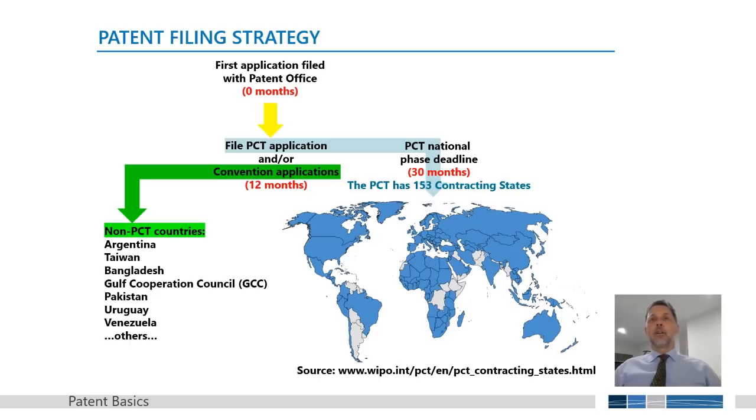Now for non-PCT countries, they're represented in green. So the PCT route is not available. So what happens is 12 months from your first application filing date, you have to decide in which convention countries, non-PCT countries, to file for protection. It could be Argentina, Taiwan, Bangladesh, etc., etc.